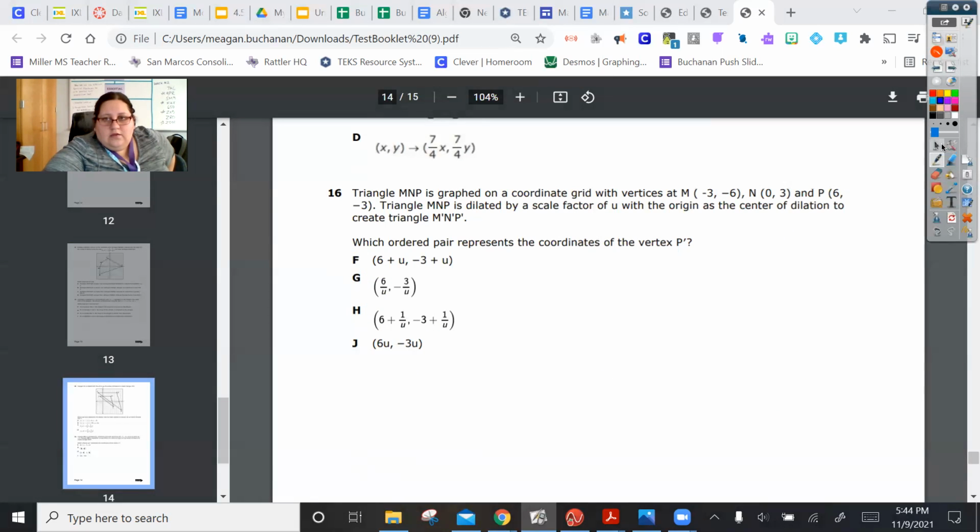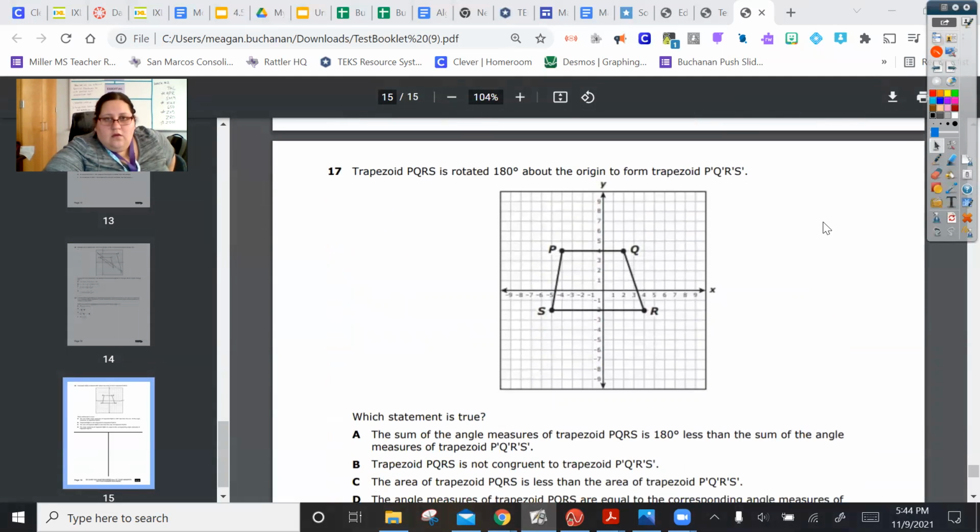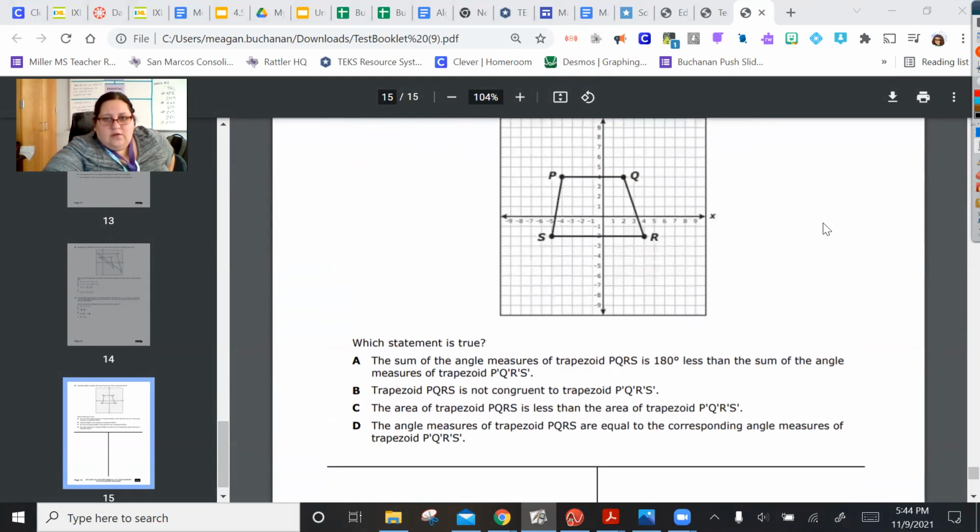Okay, and last one. Trapezoid PQRS is rotated 180 degrees about the origin. For the trapezoid PQRS, which statement is true? The sum of the angle measures in the trapezoid is 180 degrees less than the sum of the angle measures of the new trapezoid.